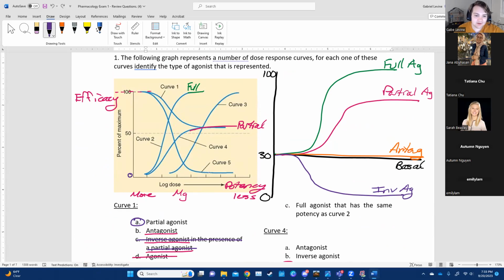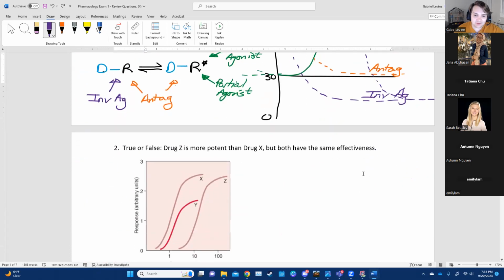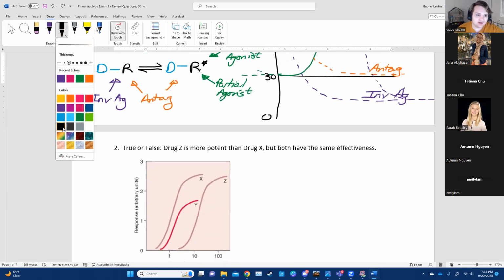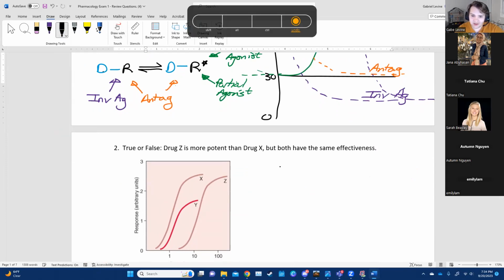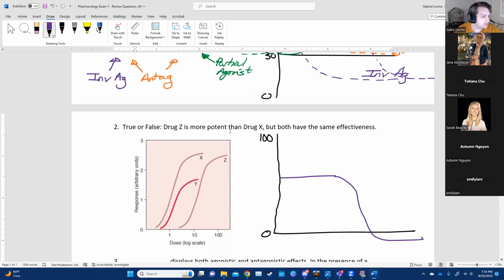Does that make sense for people? So we have a question about what an inverse agonist in the presence of a partial agonist would look like. So if we had 0 and 100, first the dose would start off at some partial amount and then would drop below what the normal activity of the cell would be.